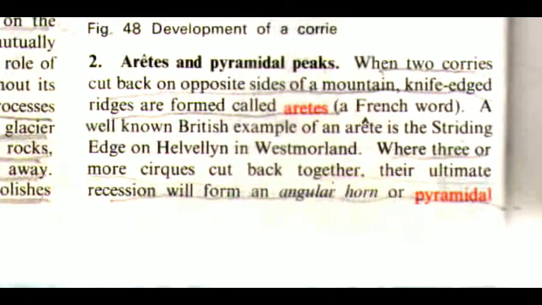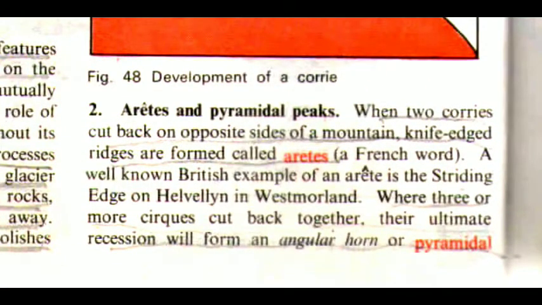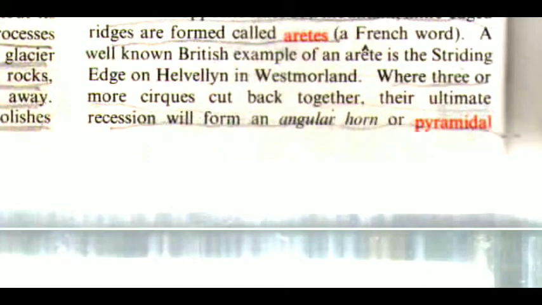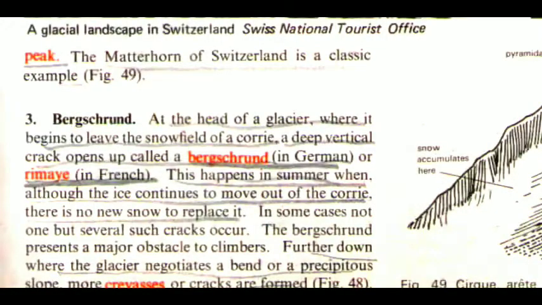The second one is arêtes and pyramidal peaks. When two corries cut back on opposite sides of a mountain, knife-edged ridges are formed called arêtes, a French word. A well-known British example of an arête is Striding Edge on Helvellyn in Westmorland, where three or more cirques cut back together. Their ultimate recession will form an angular horn or pyramidal peak. The Matterhorn of Switzerland is a classic example.